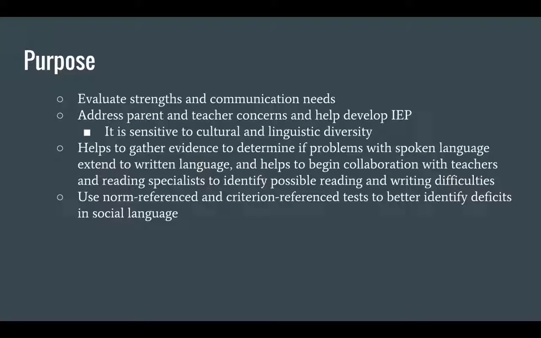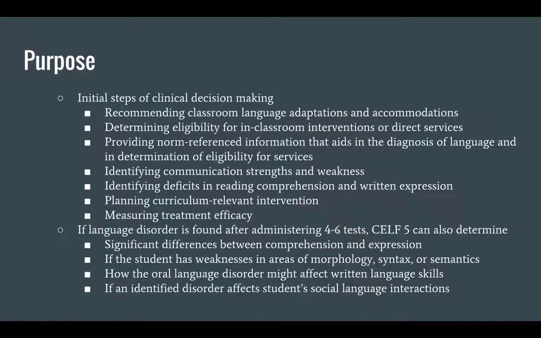So the purpose of the CELF-5 is to evaluate strengths and communication needs. It addresses parent and teacher concerns and helps to develop the IEP. It is sensitive to cultural and linguistic diversity. It helps to gather evidence to determine if problems with spoken language extend also to written language, and it also helps to begin collaboration with teachers and reading specialists in order to identify possible reading and writing difficulties. The CELF-5 uses norm-referenced and criterion-referenced tests to better identify deficits in social language.